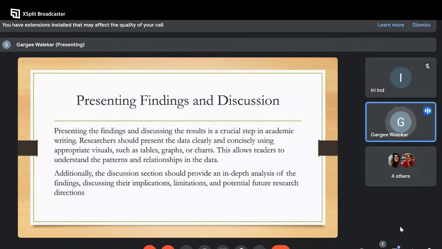Researchers should present the data clearly and concisely using appropriate visuals. So, findings have visuals, tables, graphs, and charts in them. This allows the reader to understand the patterns and relationships in the data, how it helps to understand the data, and what the inferences of the data are. But the discussion section will provide an in-depth analysis of the findings, discussing their implications, limitations, and potential future research directions.